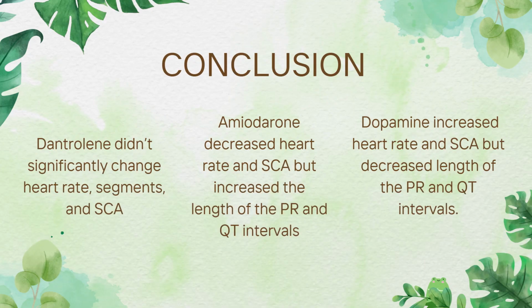So, in conclusion, just to summarize our results, dantrolene didn't significantly change heart rate, segments, and SCA. Amiodarone decreased heart rate and SCA, but increased the length of the PR and QT intervals. And dopamine increased heart rate and SCA, but decreased the length of the PR and QT intervals.